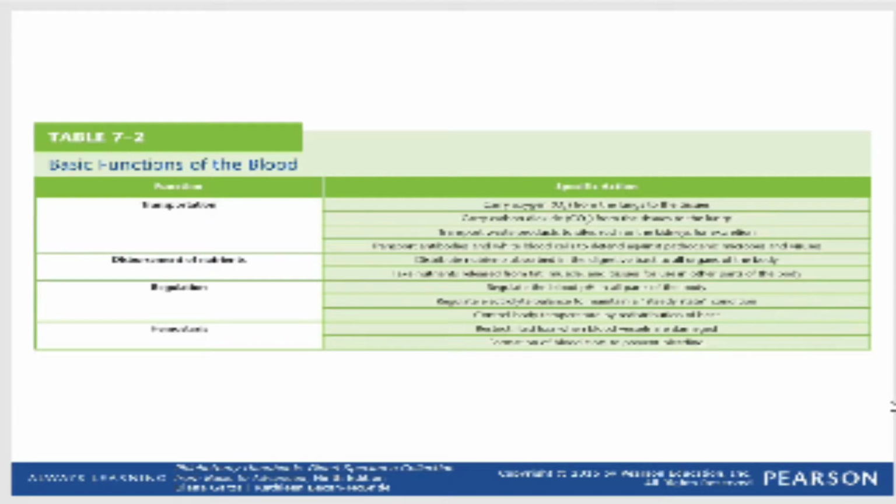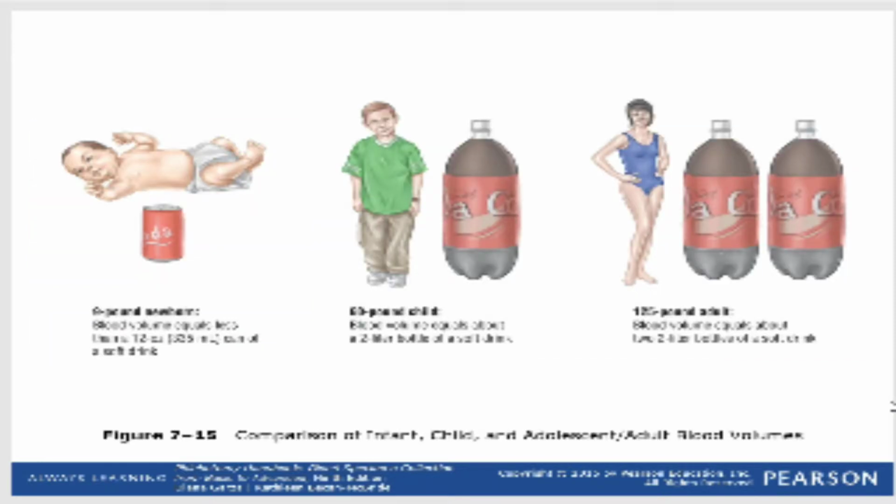Now let's talk about your blood. It transports nutrients. It helps dispense nutrients where they're supposed to go. It helps regulate your temperature and your fluid balance, and it helps you maintain your state of homeostasis. This is how much blood is in a typical human. A newborn has about the equivalent of a Coke can worth of blood in their body. A 60-pound child has about the same amount as a 2-liter bottle worth of blood.